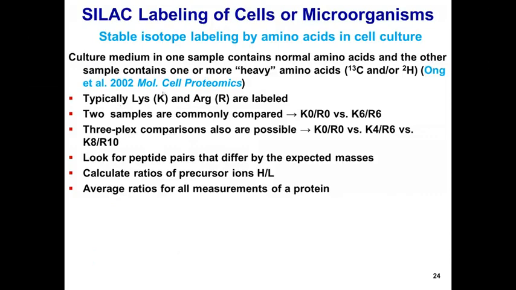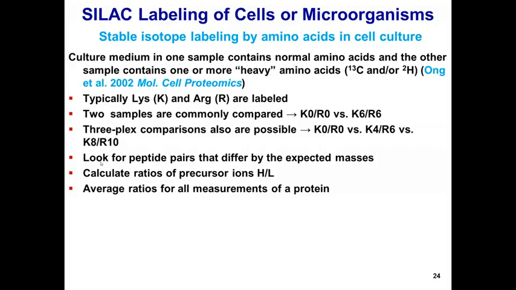SILAC labeling was first described by the Matthias Mann group. Typically, lysine and arginine are labeled. 2-plexes use normal abundance lysine and arginine, indicated by K0 and R0, as well as lysine and arginine in the second sample, which is 6 Daltons heavier due to the presence of C13 atoms in these amino acids. The 3-plex is also possible using additional stable isotope amino acids as indicated by the increased masses.